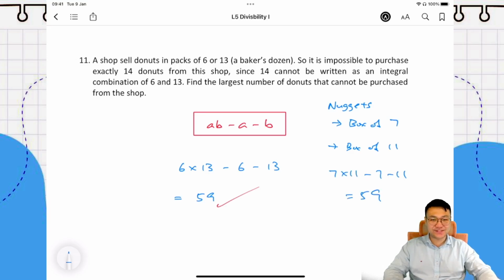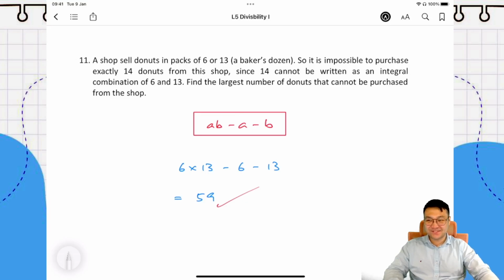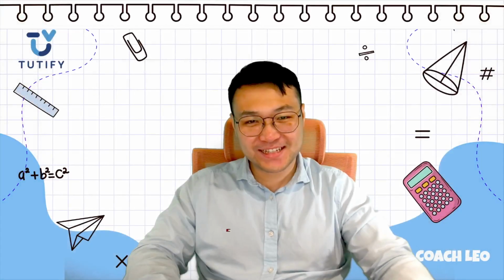Yeah, very good, students. Now you ask me what's the logic behind this. It is actually discovered. Mathematicians have been doing it the long way, but they spotted a pattern. And the pattern is AB minus A minus B. Okay, students? So make use of what other people have discovered, and you will save your time. All right, well done, students.